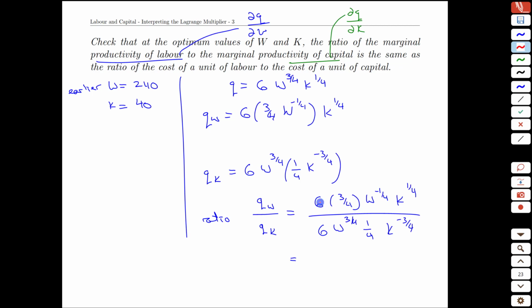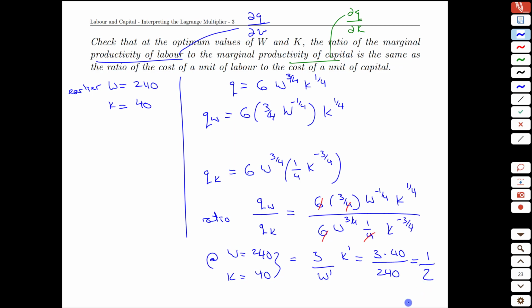And if we do that, we get lovely cancellations happening. We end up with 3 times W to the 1/4 times this. That's going to give us a W in the bottom to the power 1 by the time we're done. And K to the 1/4 divided by K to the negative 3/4 is K to the 1 on top. We're interested in evaluating this at W equals 240 though, and K equals 40. That's our current production. And if we do that, we end up with 3 times K, which is 40, over 240. And that is a ratio of 120 to 240. It's a ratio of 1 to 2.